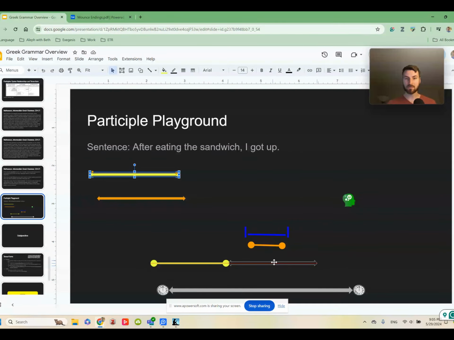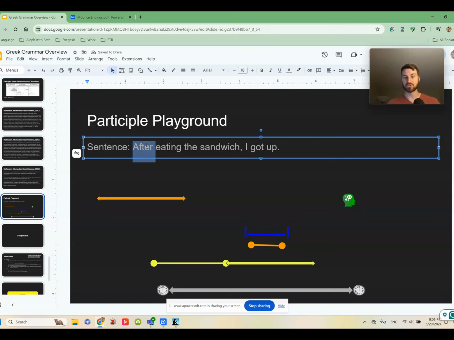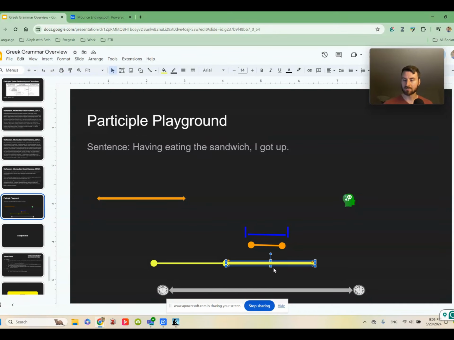The perfect participle, we do combinative aspect like this, and you usually translate it as having eaten the sandwich. I got up. So it would just be more of a focus on the present reality of having finished the sandwich. Because I'm in the state of being done, that's why I got up. Versus if you have the aorist participle, you're more focused on the sequence of events. Did this, and then I did this.